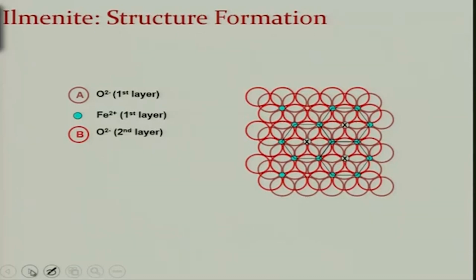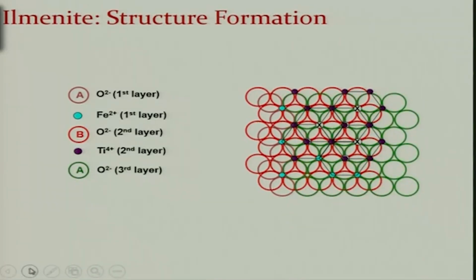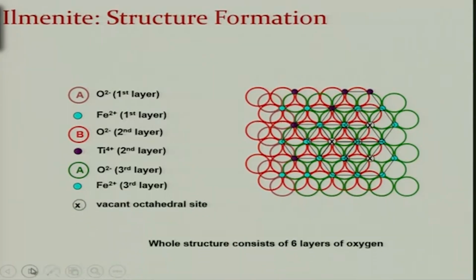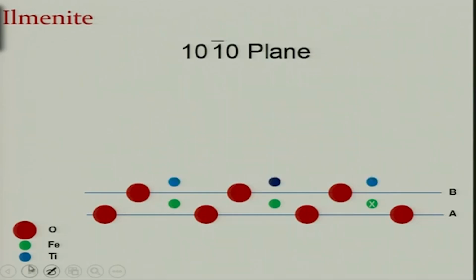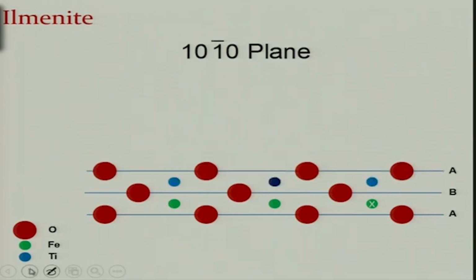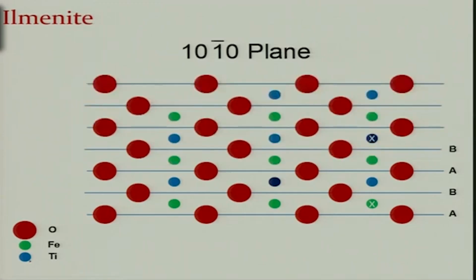Now you put the next layer, which is titanium. Then you put again a layer of iron, oxygen, and you keep continuing this a few more times. Again you continue for 6 layers and you will get a structure. So this is how it is going to go: iron, oxygen, titanium, iron, oxygen, iron, titanium, and so on and so forth.